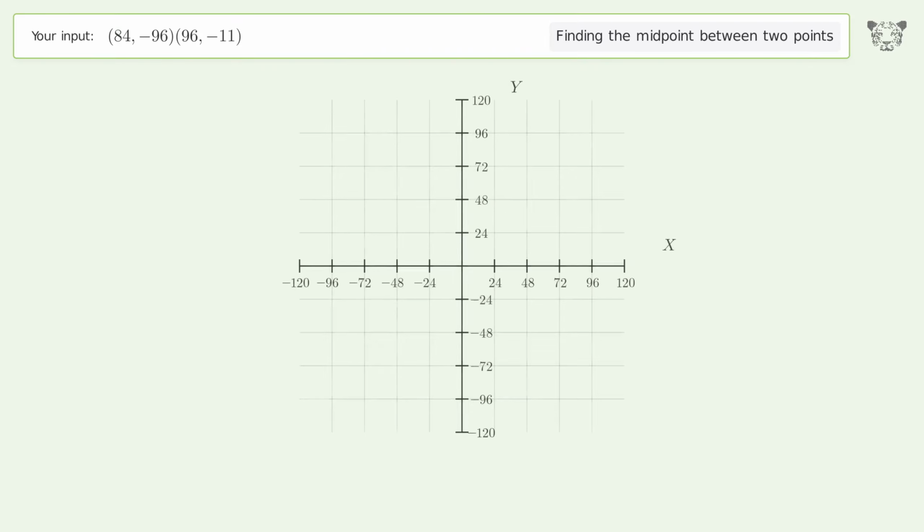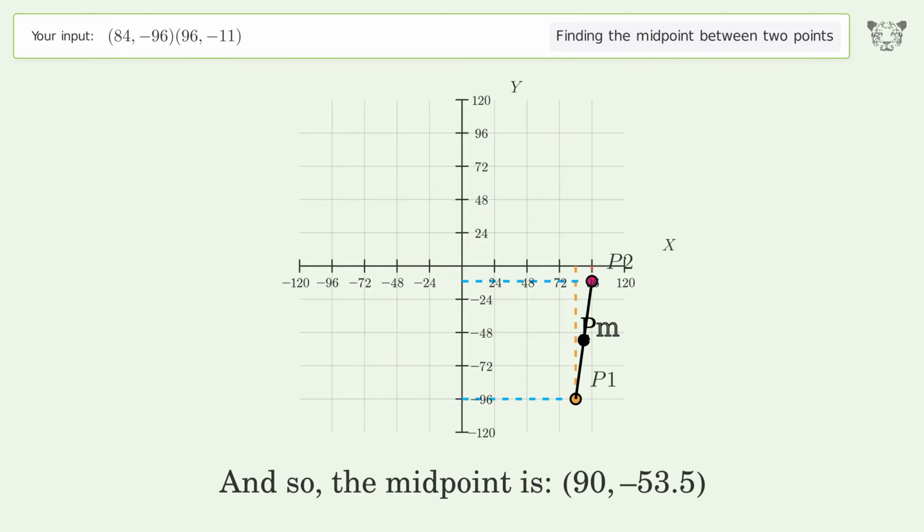And so, the midpoint is 90, negative 53.5.